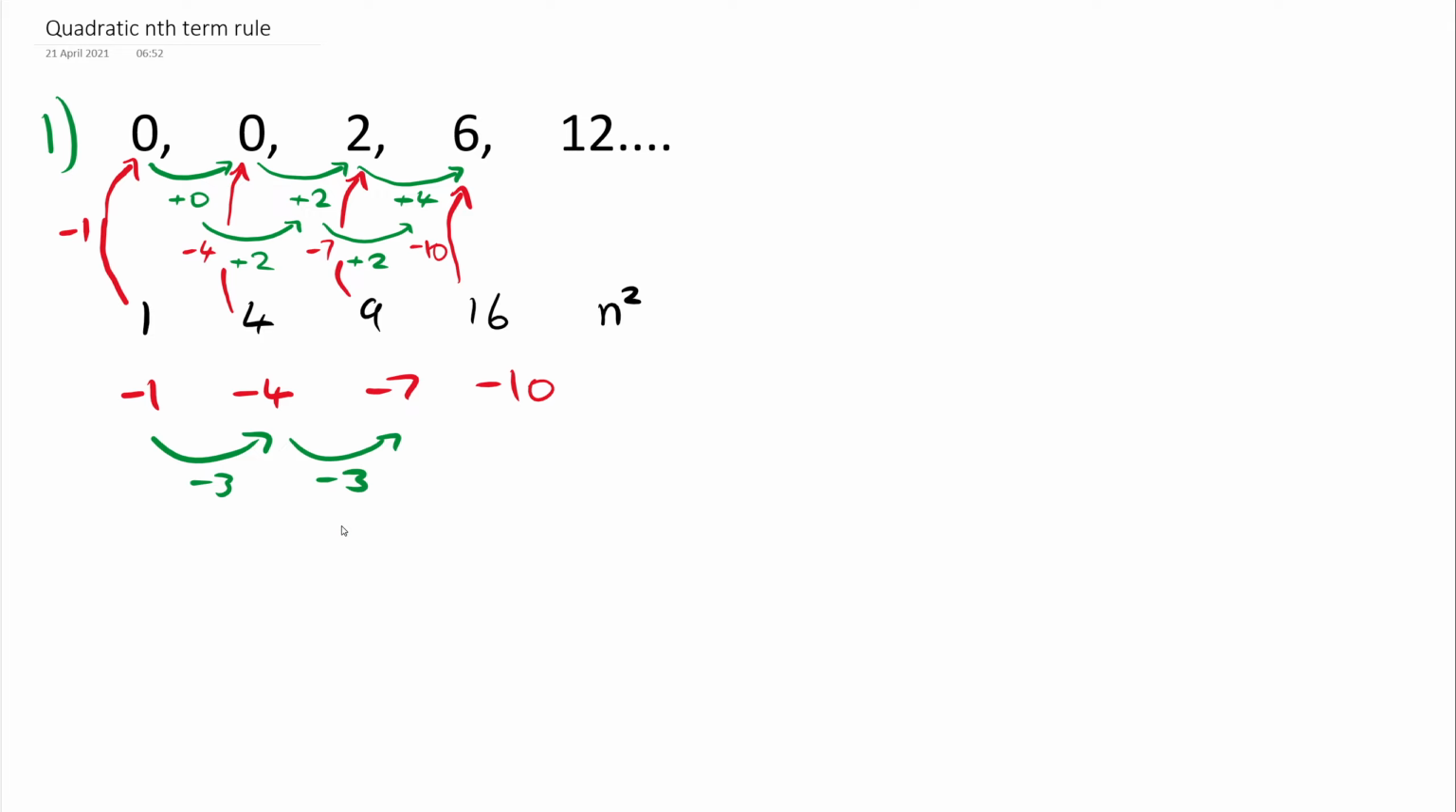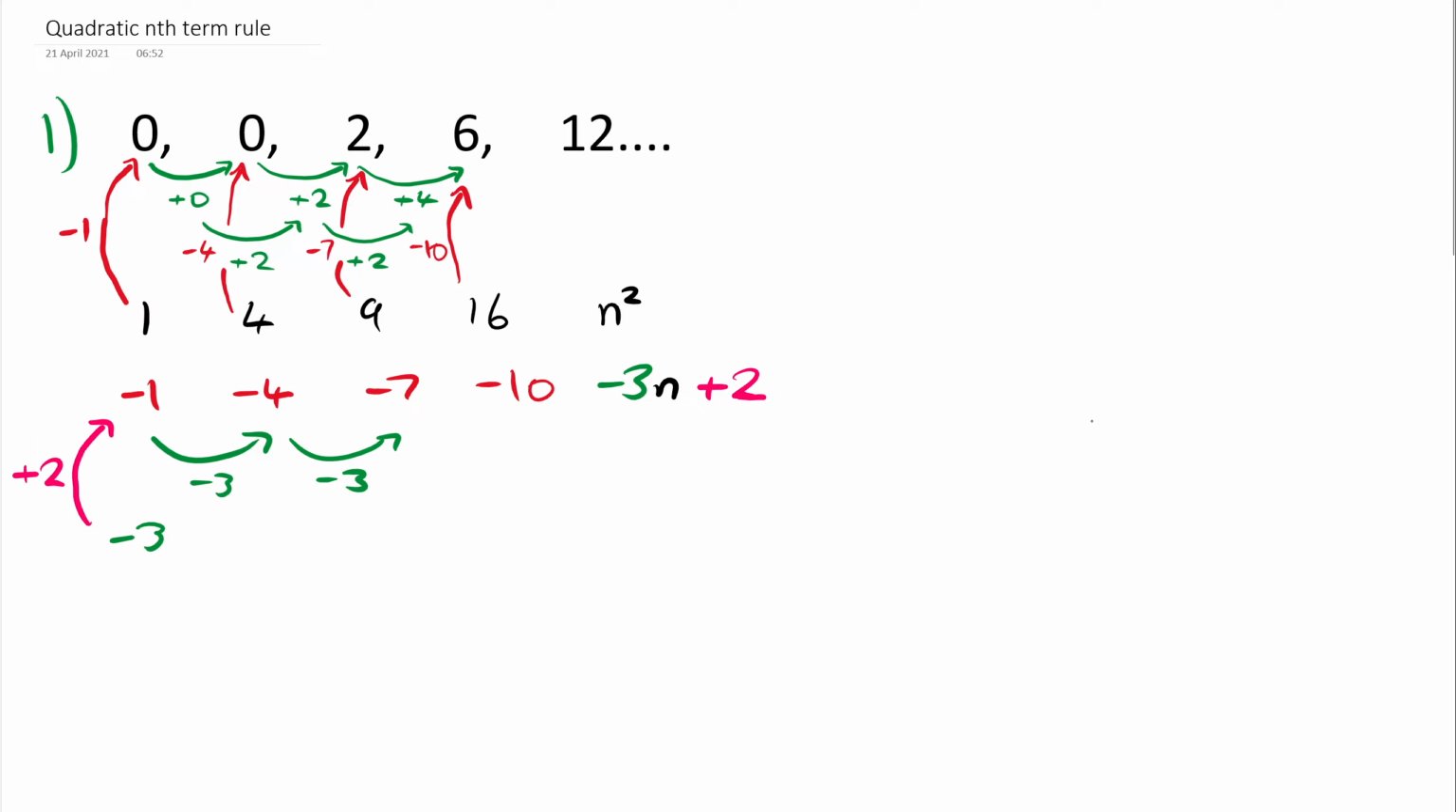And if you're taking 3 each time, you only need to do it twice to know that it's the same the third time. If you're taking 3 each time, then this has an nth term rule of negative 3n, because it's like the negative 3 times table, except clearly it's not the negative 3 times table. That starts on negative 3, but we start on negative 1, which is 2 more. So this sequence has the nth term rule, negative 3n plus 2.